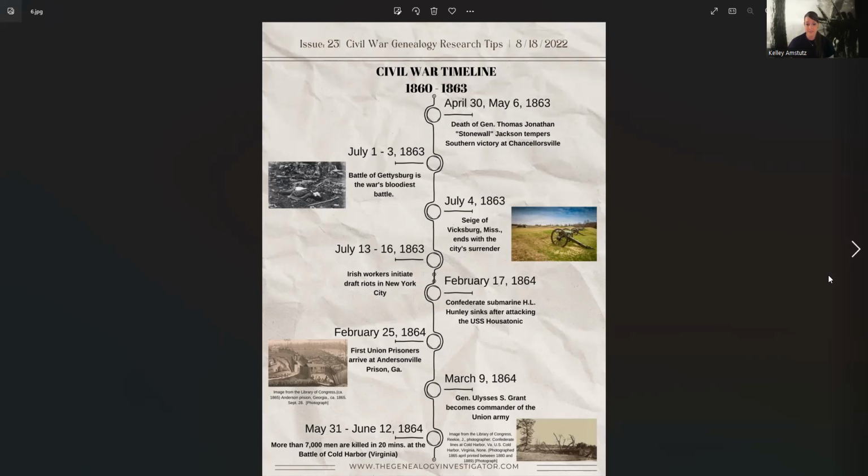And then General Ulysses S. Grant becomes the commander of the Union Army, March 9th, 1864. And then we see more than 7,000 men killed in 20 minutes at the Battle of Cold Harbor in Virginia, May 31st through June 12th, 1864. That's a lot to take in.